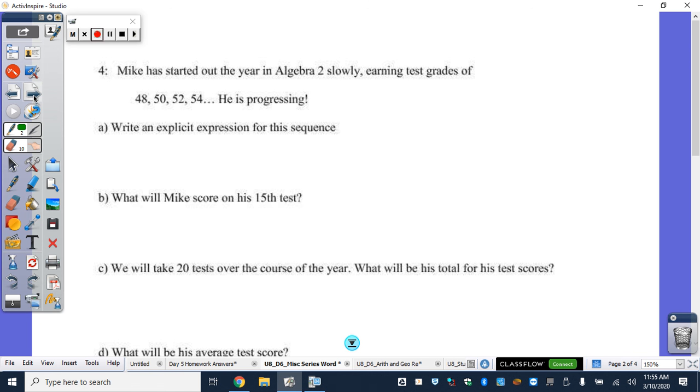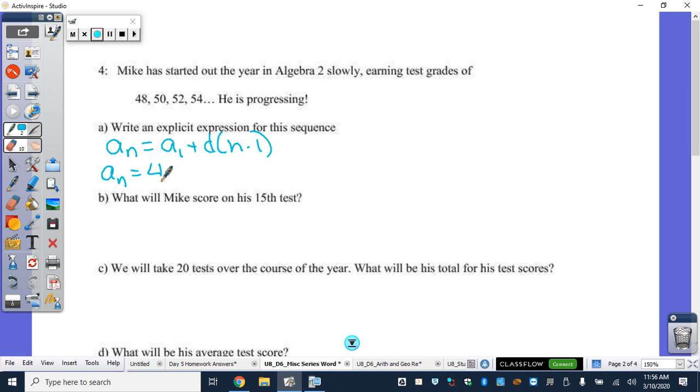So here we have Mike has started out the year in Algebra 2 slowly, earning test grades of 48, 50, 52, 54. He's progressing. So write an explicit expression for this sequence. So when it asks you for that explicit expression, that's one of the formulas. So first off, what kind of a sequence do we have? Arithmetic. His test grades are all increasing by 2. So here's our arithmetic formula. So plugging into that gets us our explicit expression.